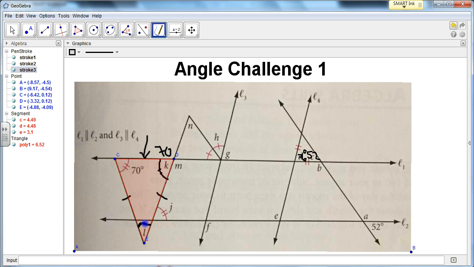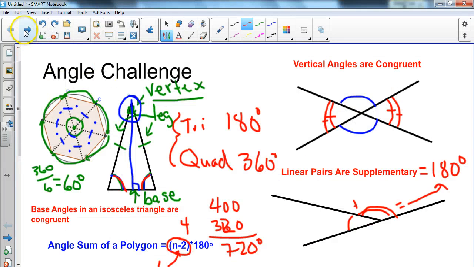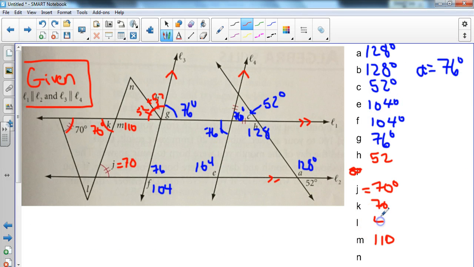Therefore, we need to find the vertex angle. Well, it's just a triangle, and we know the three angles add up to 180 degrees. So if this is 70 and that's 70, then these two angles add up to 140. Therefore, L must be 40 degrees. So L must be 40 degrees because of our isosceles triangle thinking there. All right, last one is this N here. How do we find that?